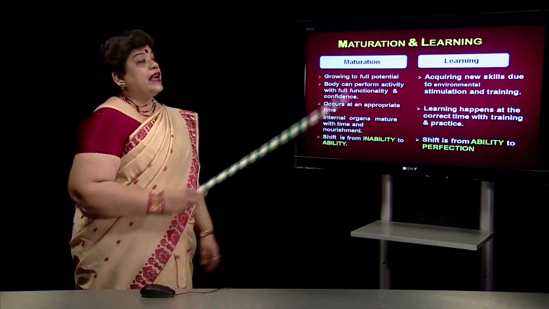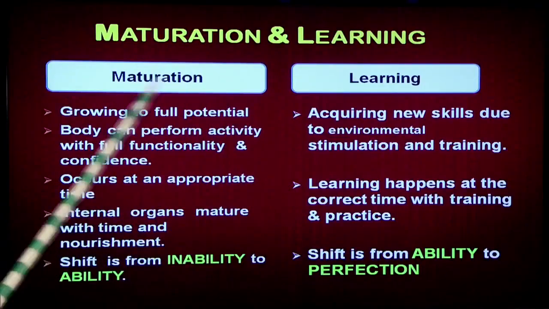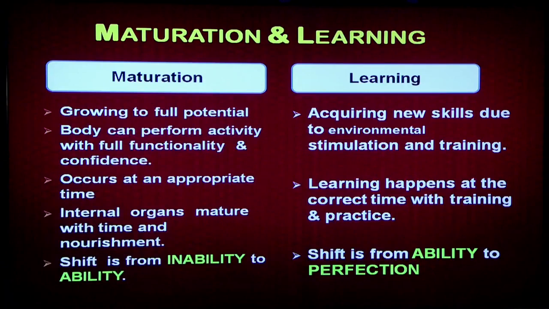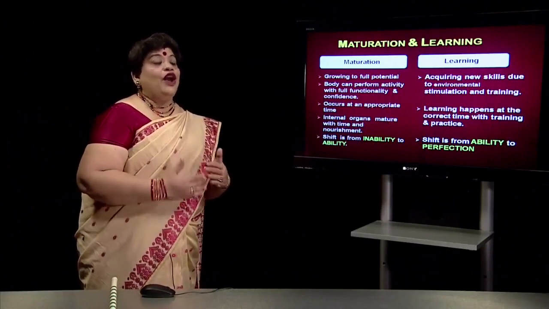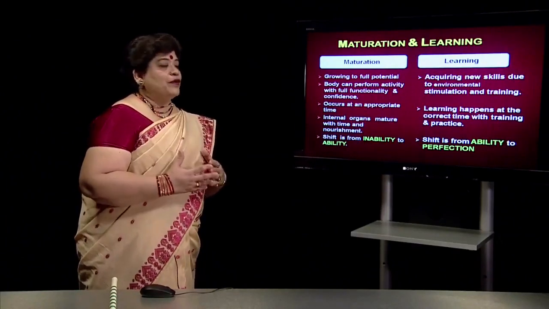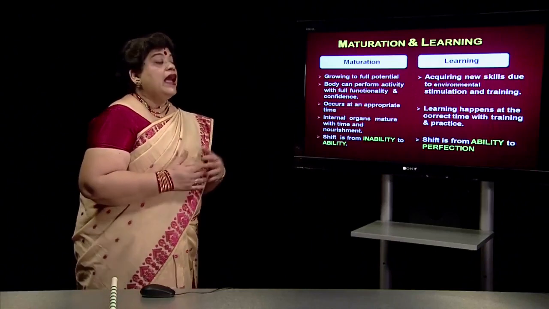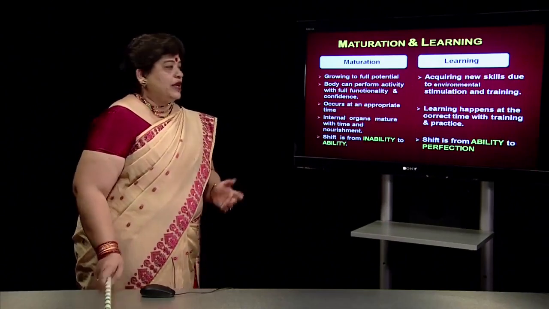most important in that is maturation and learning. Both are very important and they both coexist. That means they go together. A child has to be mature in order to learn. And similarly, if learning is happening, then maturity has to be there for adequate learning process. So they are interdependent and they cannot exist in isolation.